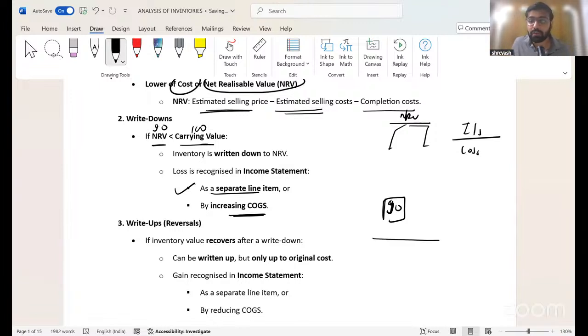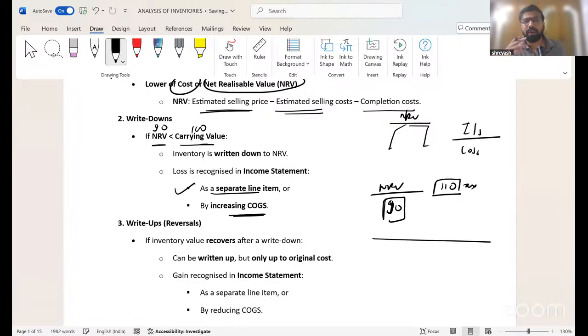But tomorrow, what if the value of inventory increases? That means NRV increases. Sir, the selling price that I estimated was actually wrong. I was estimating that I'm going to get an X amount, but I feel now that I'm going to get X plus 10%, X plus 20%, whatever that may be. The NRV actually now goes up from 90 to 110. That is what the NRV is.